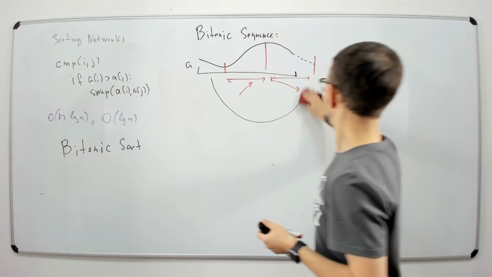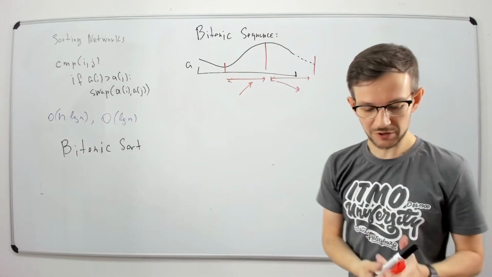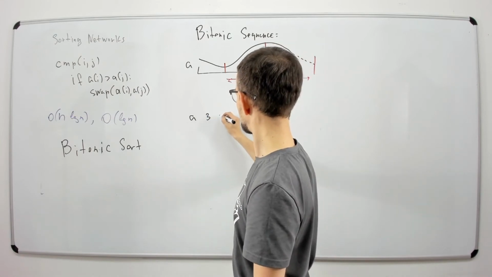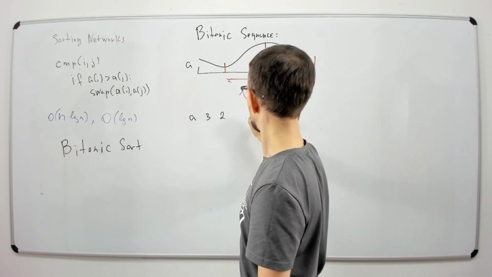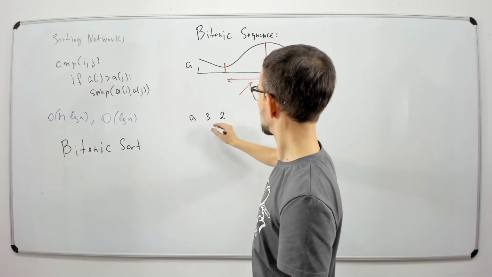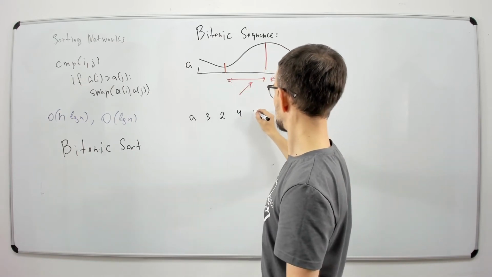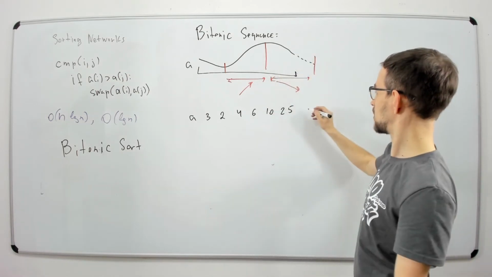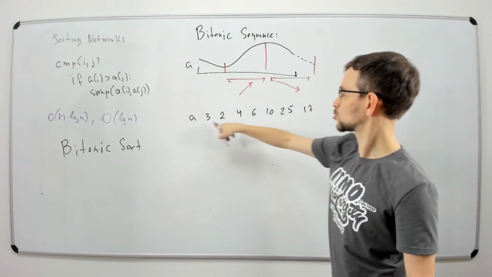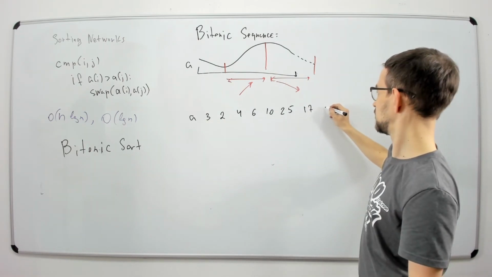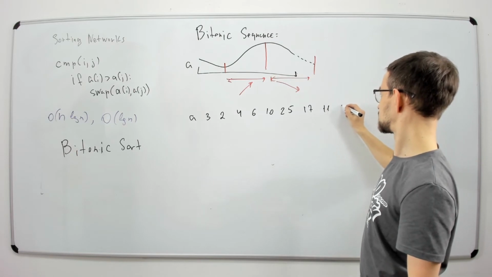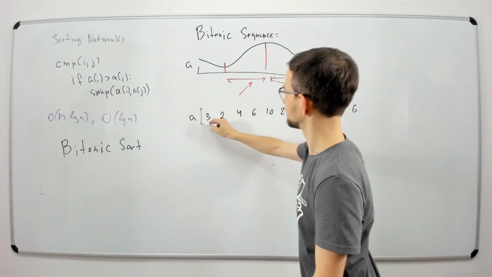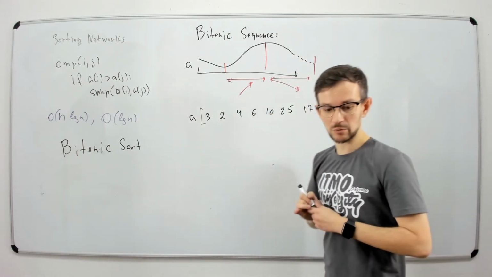Well, for example, let's write some Bitonic sequence. For example, we have array A. So we have some decreasing part, let's say 3, 2. That's good enough. So now we have some increasing part, let's say 4, 6, 10, 25. And then the decreasing part like 17, and it should decrease up to this 3, so it's 17, I don't know, 11, 6, 8, 6. So that's the nice Bitonic sequence.